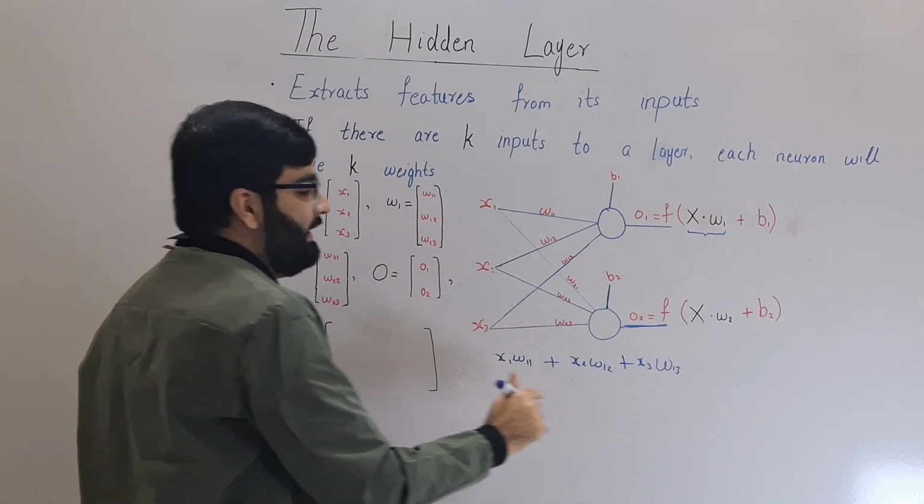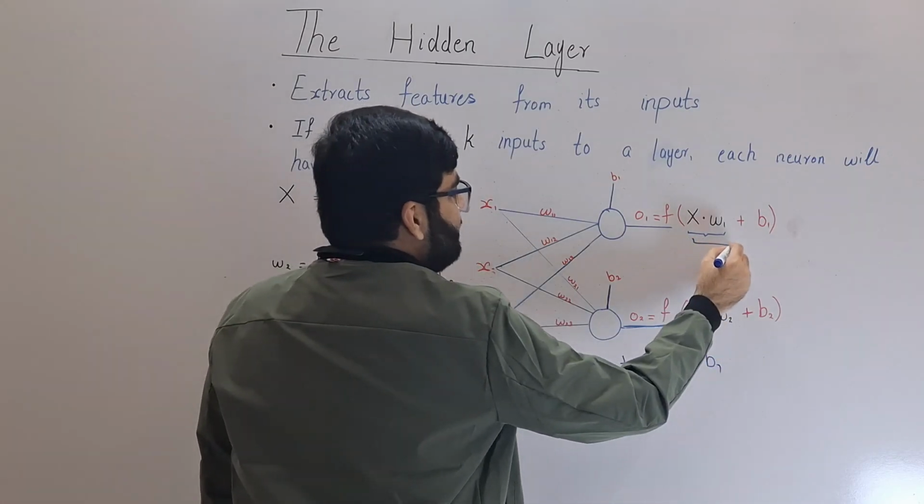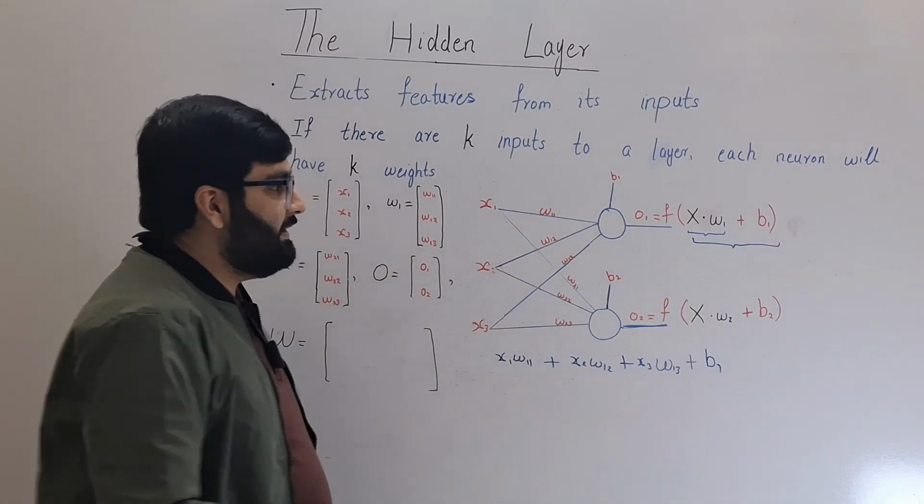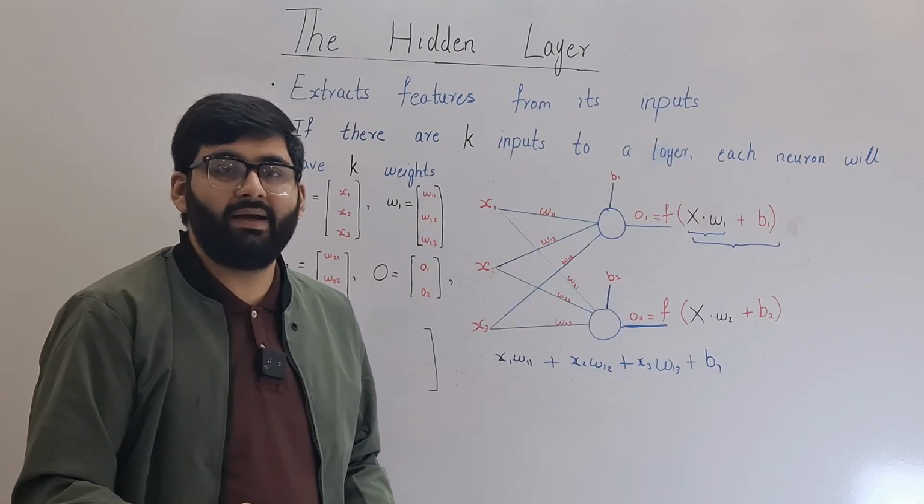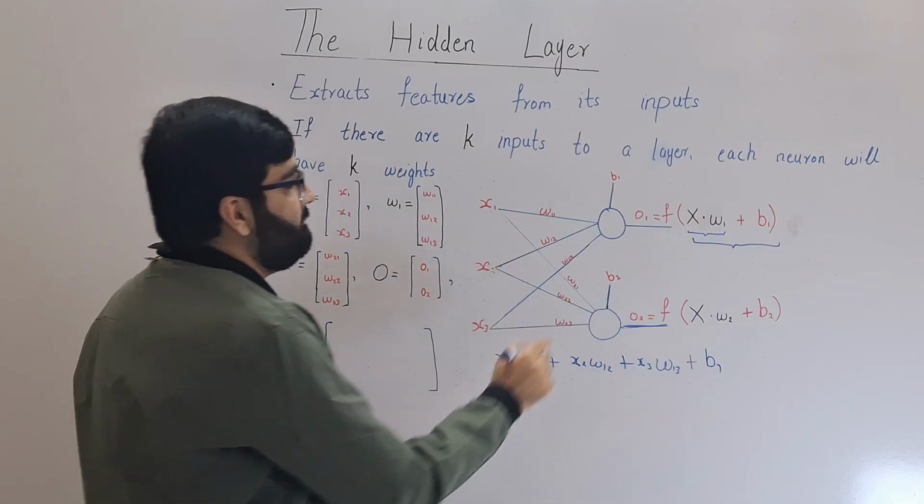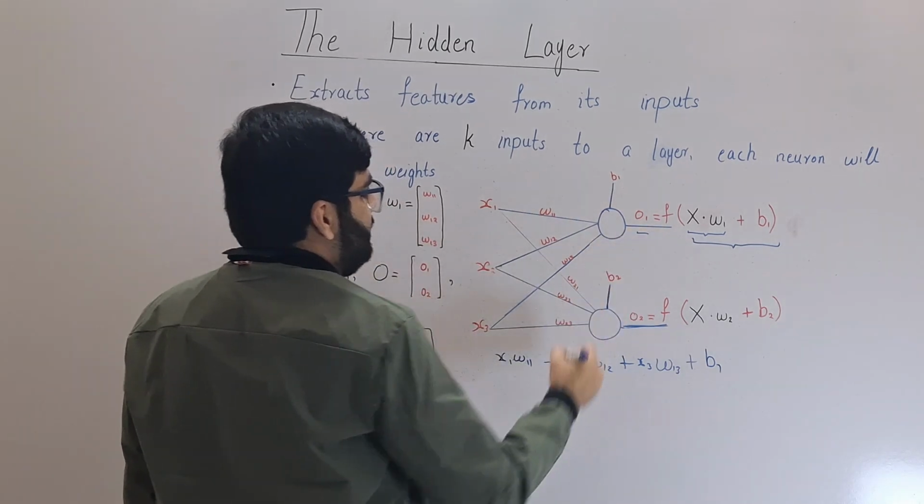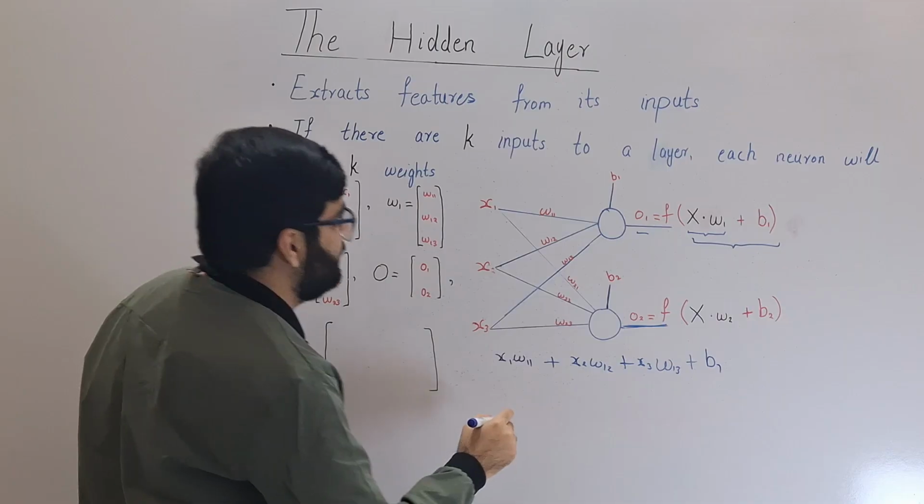After that, we can add the bias value, and that is this expression. And finally, we apply an activation function, ReLU, softmax, or sigmoid, or some other choice. And then we get the output of this neuron. We follow the same process for this second neuron.